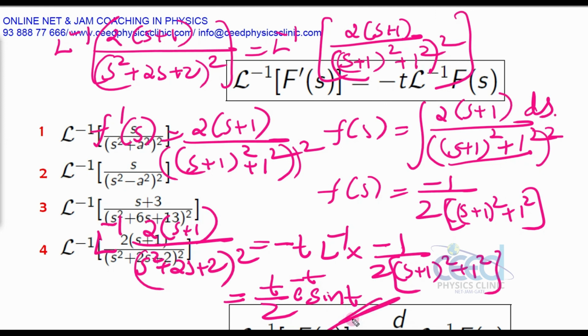In the next session we will discuss another shifting theorem based on this inverse Laplace transform. Okay, thank you.